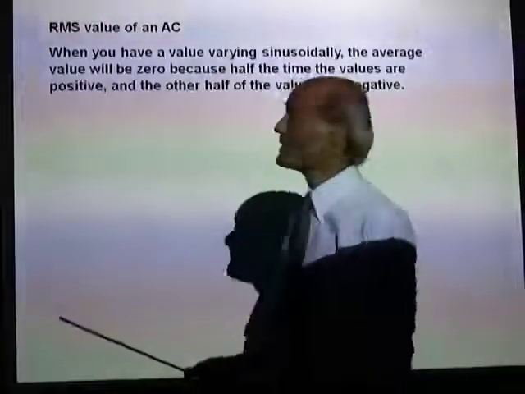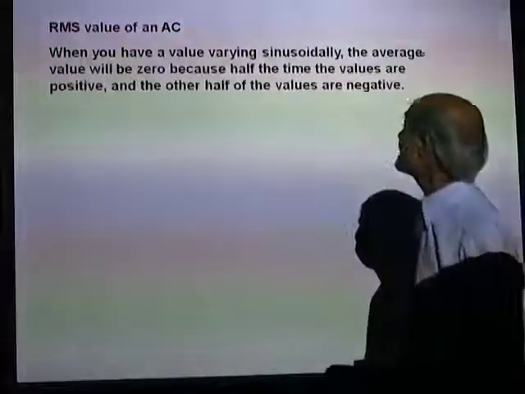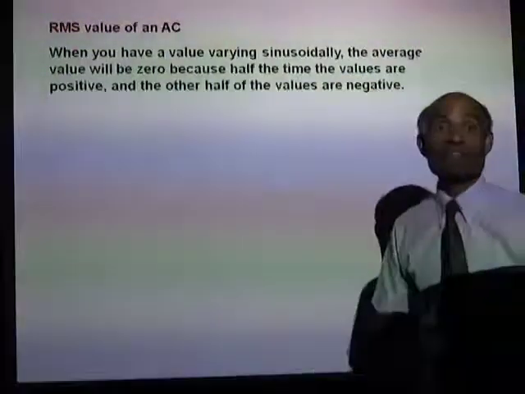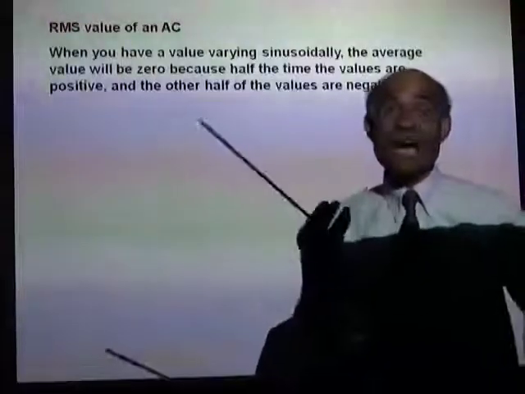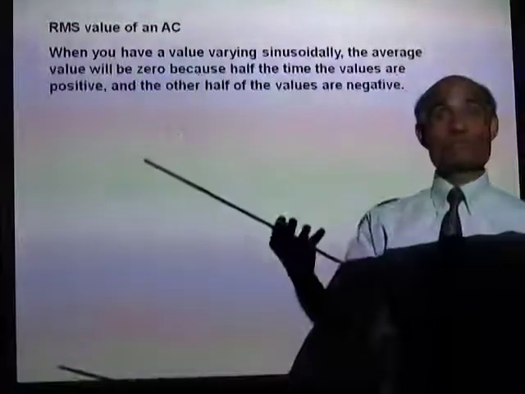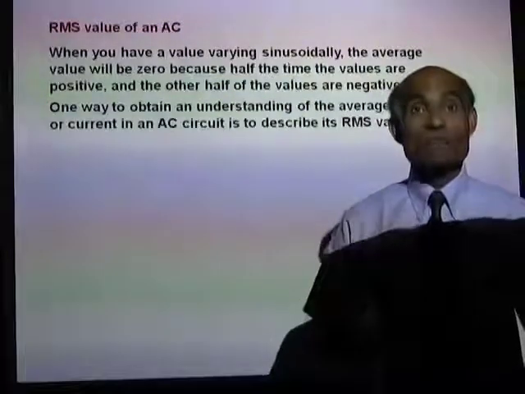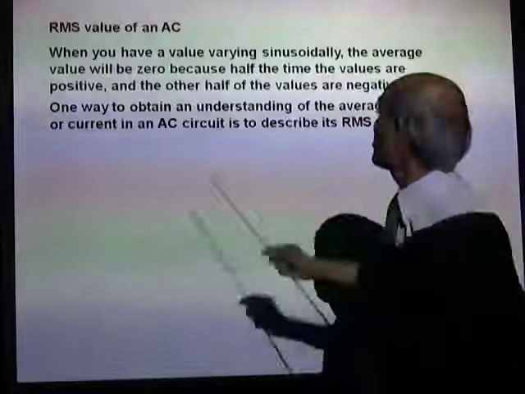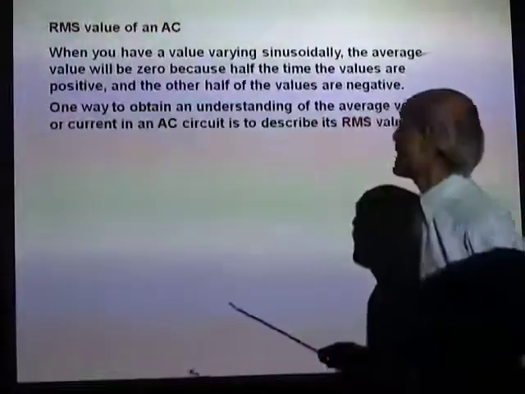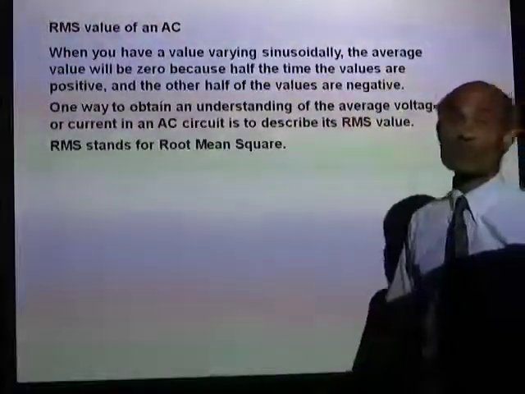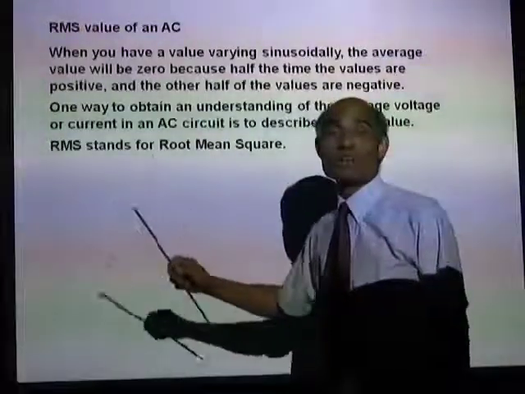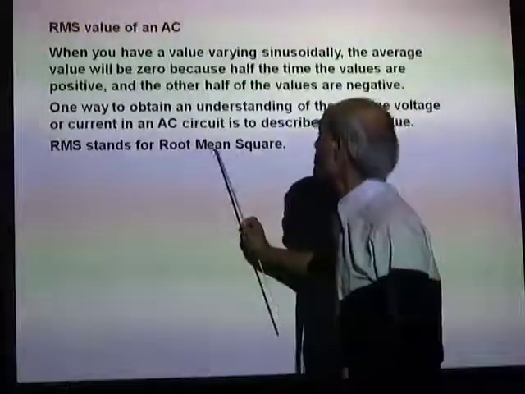If you remember how we obtained the root mean square velocities of moving molecules, it's the same concept here. When you have a value varying sinusoidally, the average value will be 0 because half the time the values are positive and the other half the values are negative. One way to deal with this is to describe what we call the RMS value. What does RMS value stand for? It stands for root mean square.